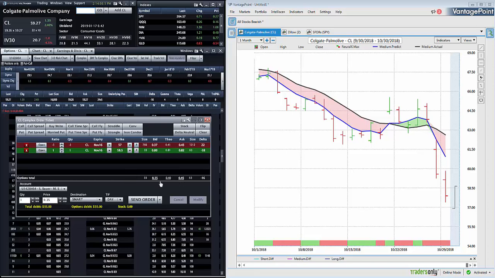So the most that you can lose is the 40 cents that you pay in premium. The most you can gain is this $1.50 wide range less the 40 cents of premium. So $1.10 you can make. That's 2.75 to 1 reward to risk ratio. Very nice in these markets.